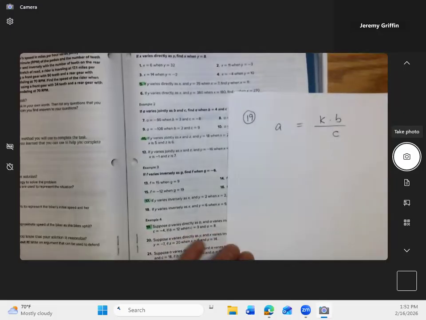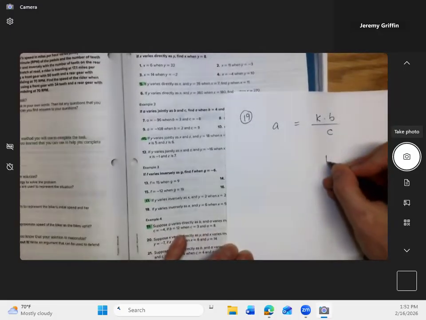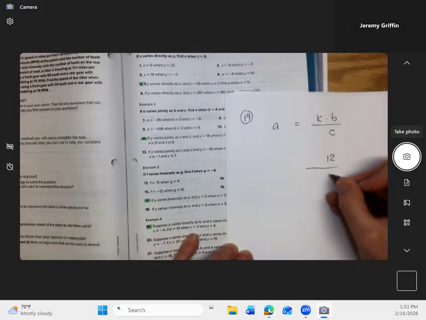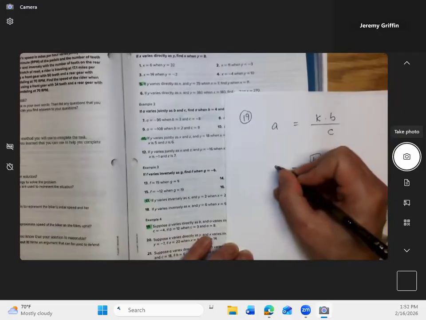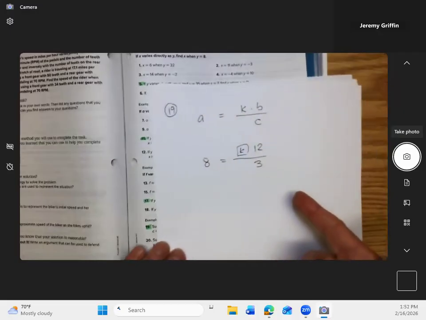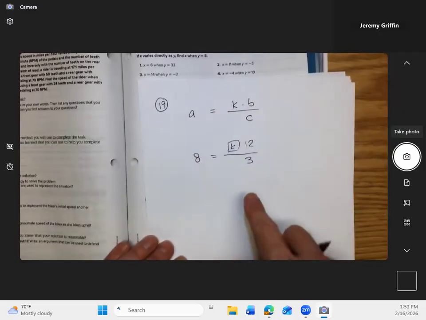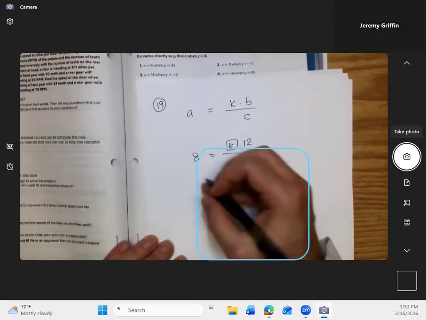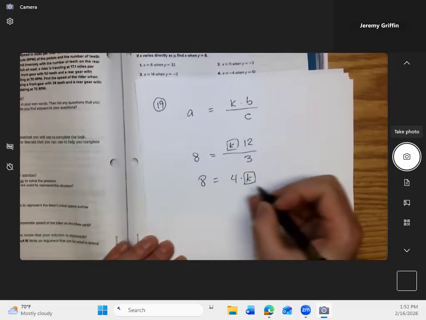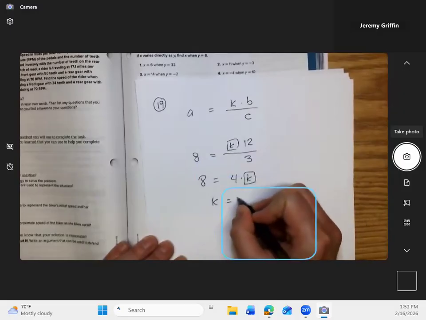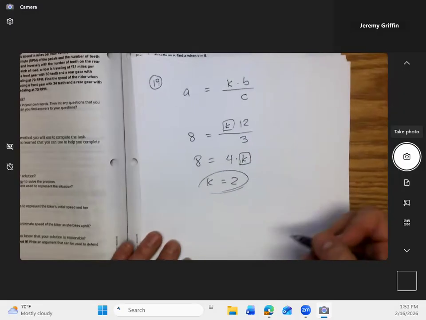If B is 12 when C is 3 and A is 8. So B equals 12 when C equals 3 and A equals 8. There's your setup to solve for k. Now I know 12 over 3 is 4, so 8 equals 4k. Divide both sides by 4, k is 2. Now we got k is 2.